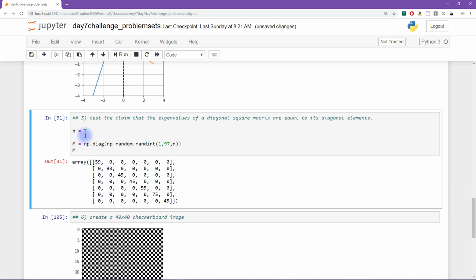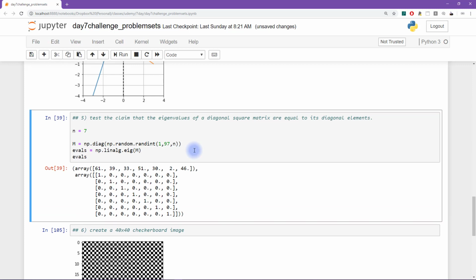Okay, so we get a matrix with random integers on the diagonal and all zeros on the off diagonal. Of course, each time I run this code, we get a slightly different result. Great. And now we want the eigenvalues. So evals equals, this is also in the NumPy module, in the linalg submodule, and the function is called eig. So let's see what is in evals.